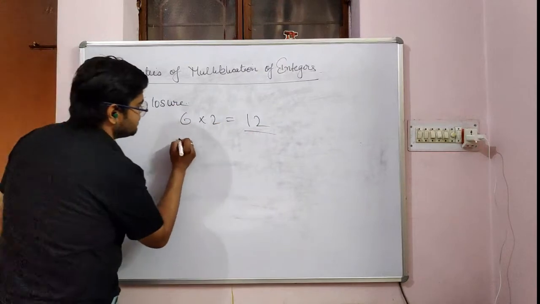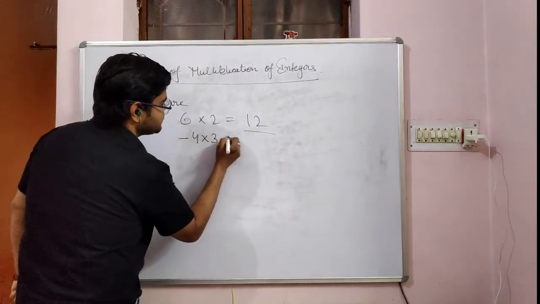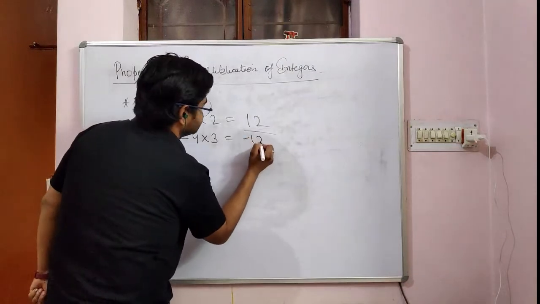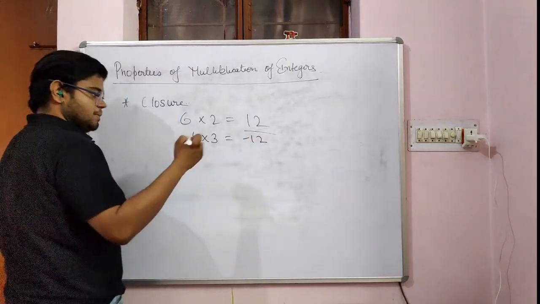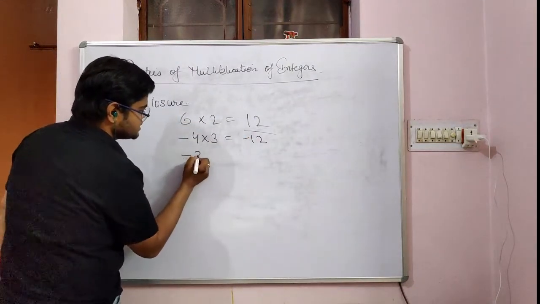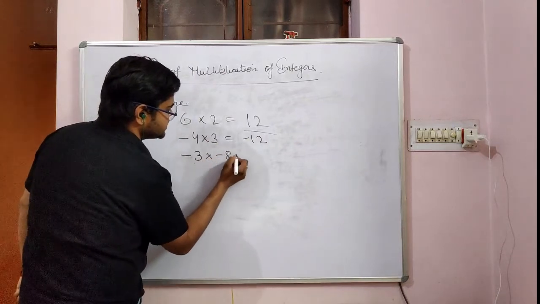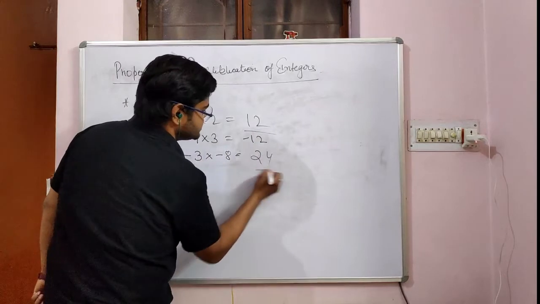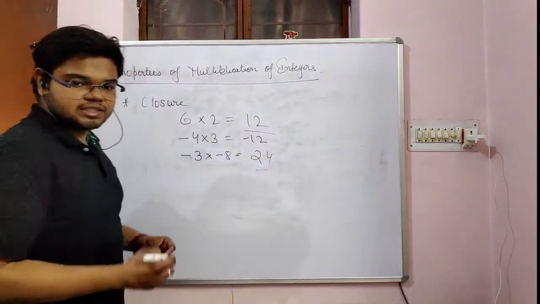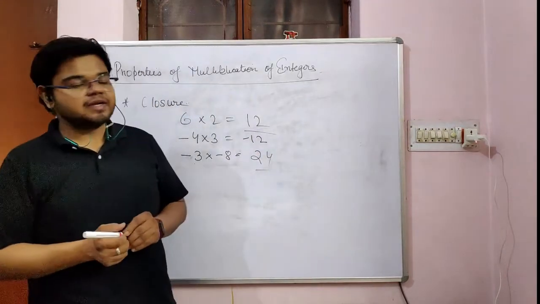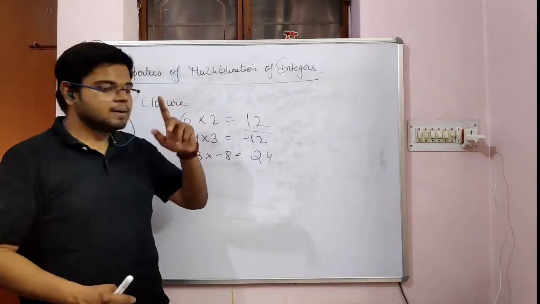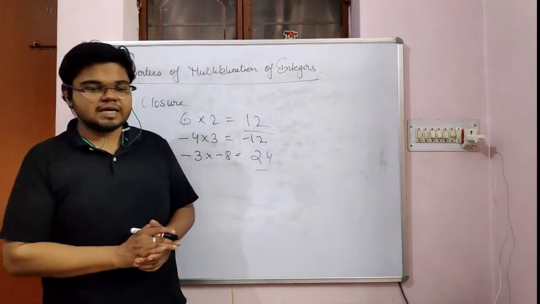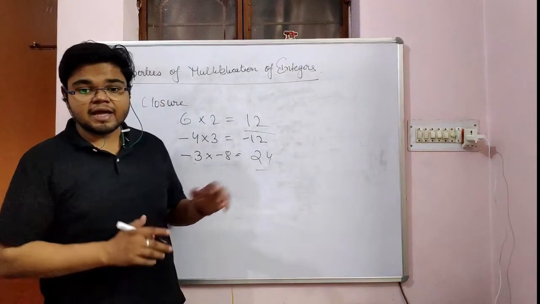6 is an integer, 2 is an integer, and 12 is also an integer. If it is minus 4 into 3, minus 4 is an integer, 3 is an integer, it will be minus 12. If you multiply two negative numbers, minus 3 into minus 8, it will be 24. Still 24 is an integer. So children, integers are closed under multiplication. That means if you multiply two integers, then the result will also be an integer.